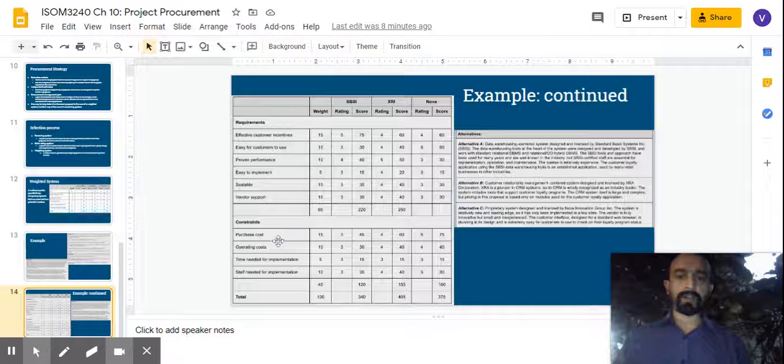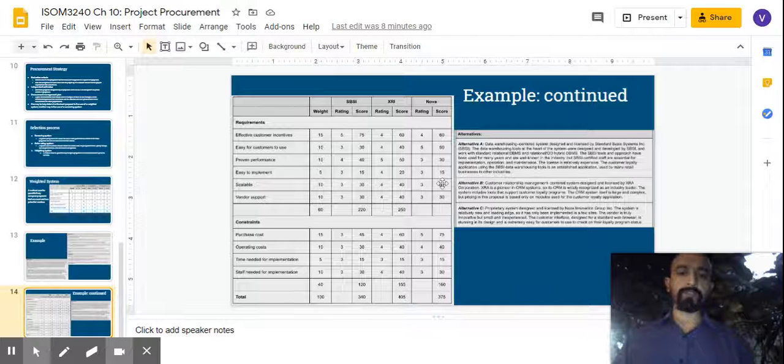Okay, so now similarly with the constraints, the purchase cost, let's say SPSI is the most expensive to buy. However, XRI is a little cheaper and Nova is the cheapest. So in this case, we're multiplying these ratings 3, 4, and 5 by the purchase cost weight, which is 15. So for SPSI, we multiply 3 and 15, so we get 45. XRI, we multiply 4 and 15, and we get 60. Nova, we multiply 5 and 15, and we get 75.